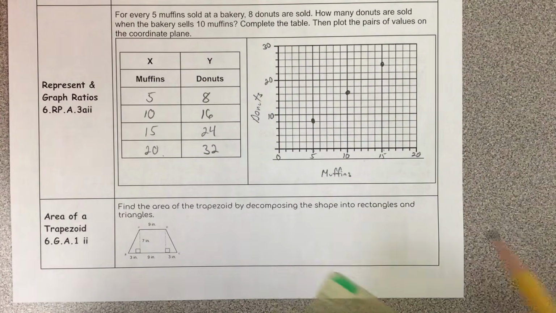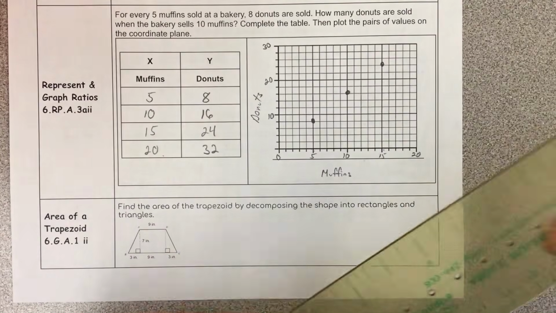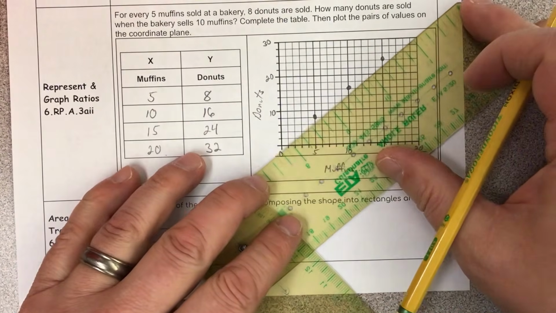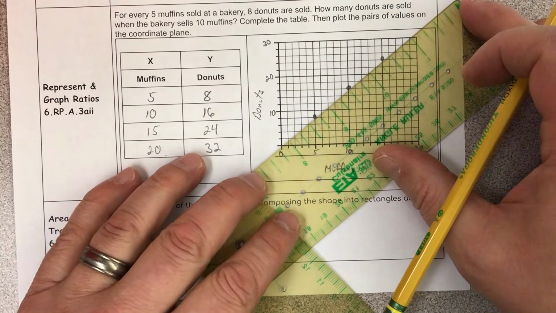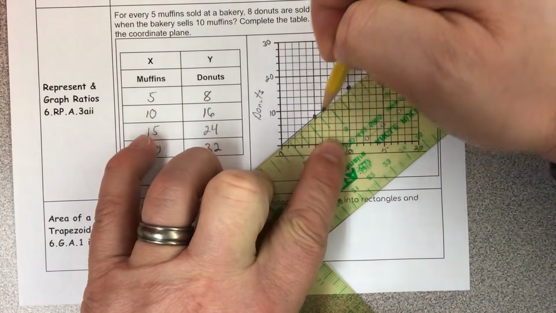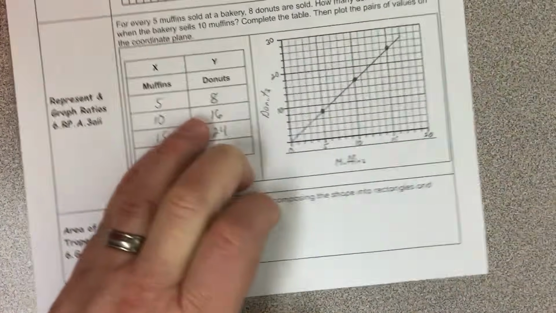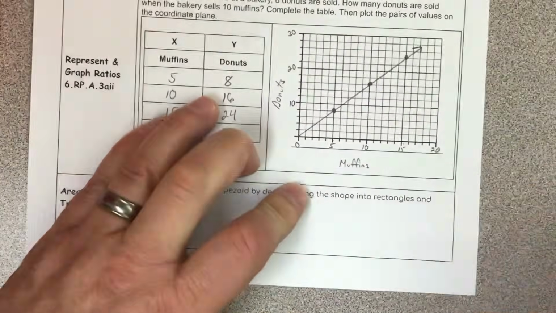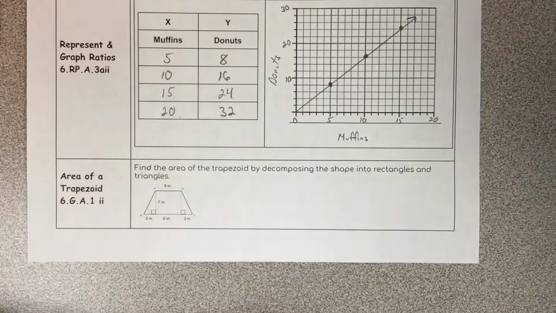Okay. Now I just need to simply connect those dots. I have an angle ruler, but you could use any sharp edge that you want. And we'll put those there, as long as it touches all those dots.